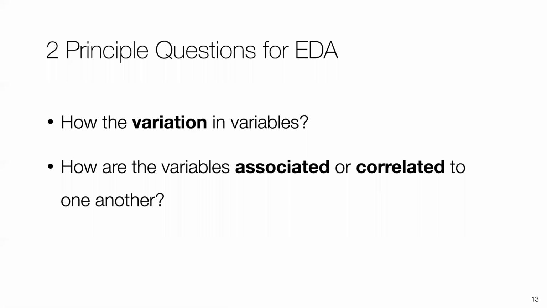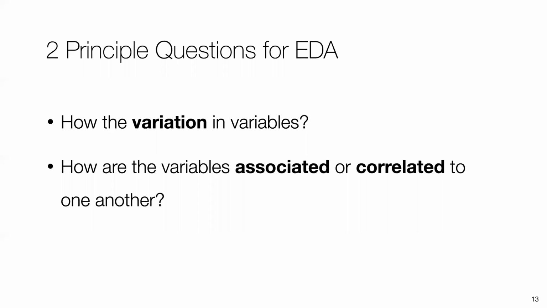And then, two principal questions for exploratory data analysis. Number one is how the variables vary. And the second is how the variables are associated or correlated with one another. Why these two principal questions? I'm going to talk about association and correlation in the middle of this presentation, but these are the two key questions. When you do EDA, you really try to answer these things.